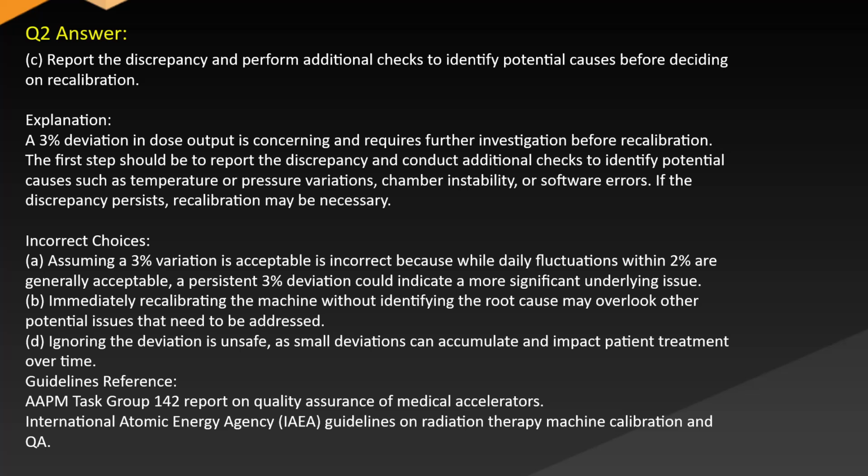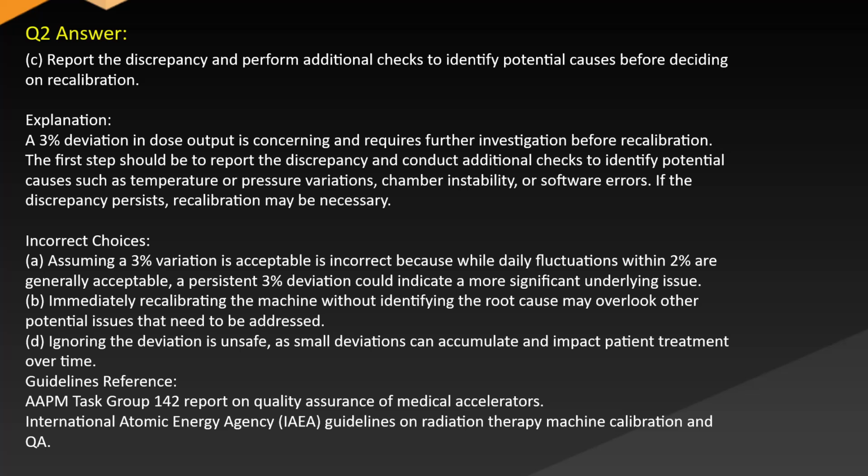Answer. C. Report the discrepancy and perform additional checks to identify potential causes before deciding on recalibration. Explanation. A 3% deviation in dose output is concerning and requires further investigation before recalibration. The first step should be to report the discrepancy and conduct additional checks to identify potential causes such as temperature or pressure variations, chamber instability, or software errors. If the discrepancy persists, recalibration may be necessary.